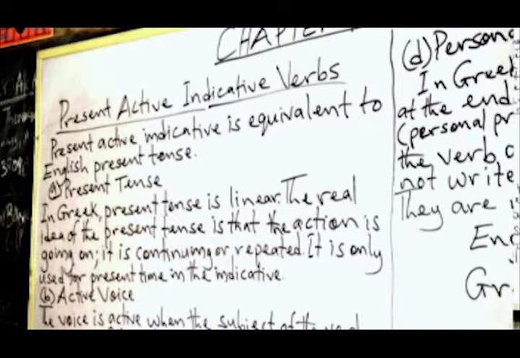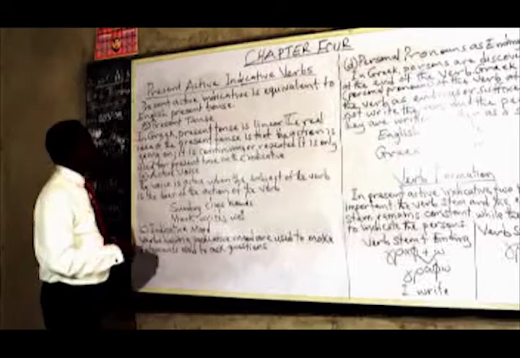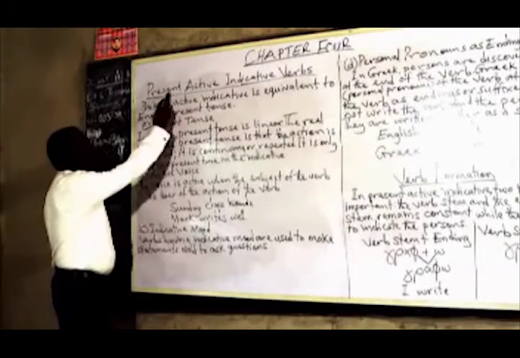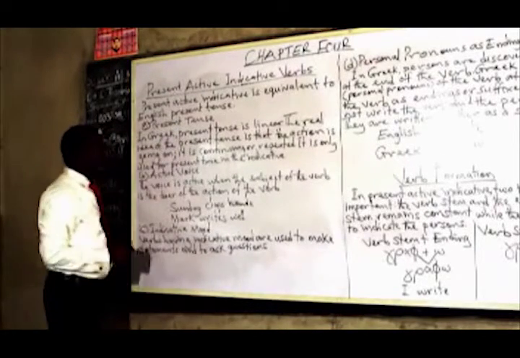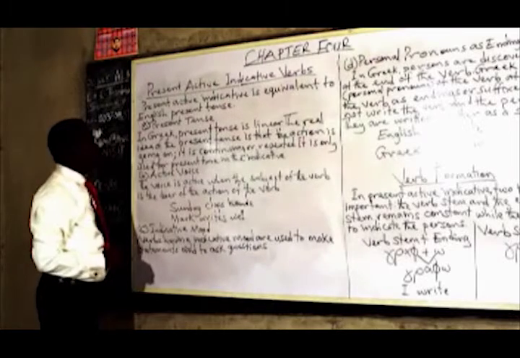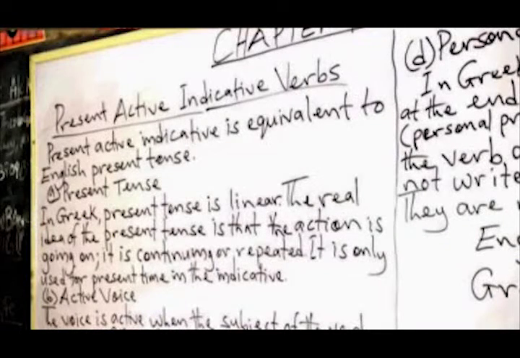Present active indicative verbs. The present active indicative verb is equivalent to the English present tense. Our present active indicative is equivalent to our English present tense. Let's look at the description of these terms one after the other. The first one, present tense.